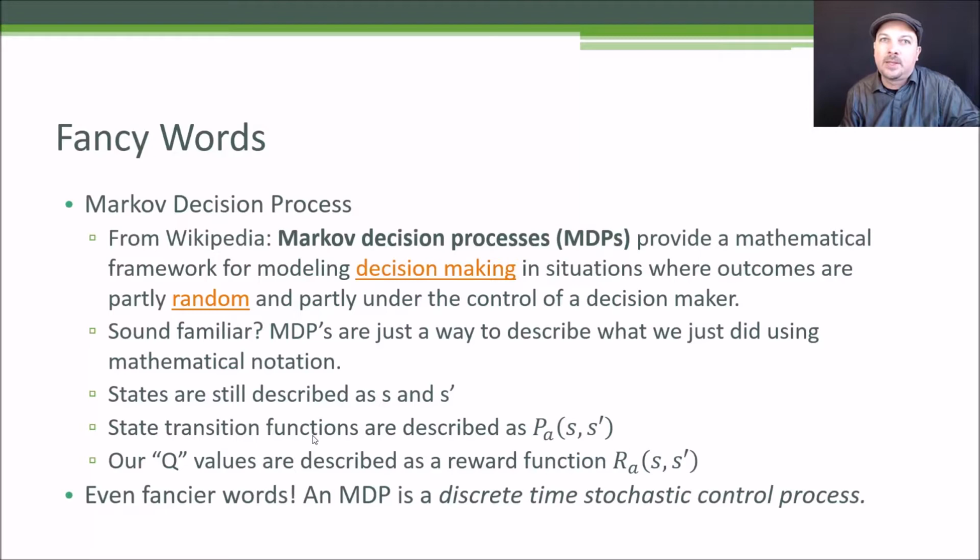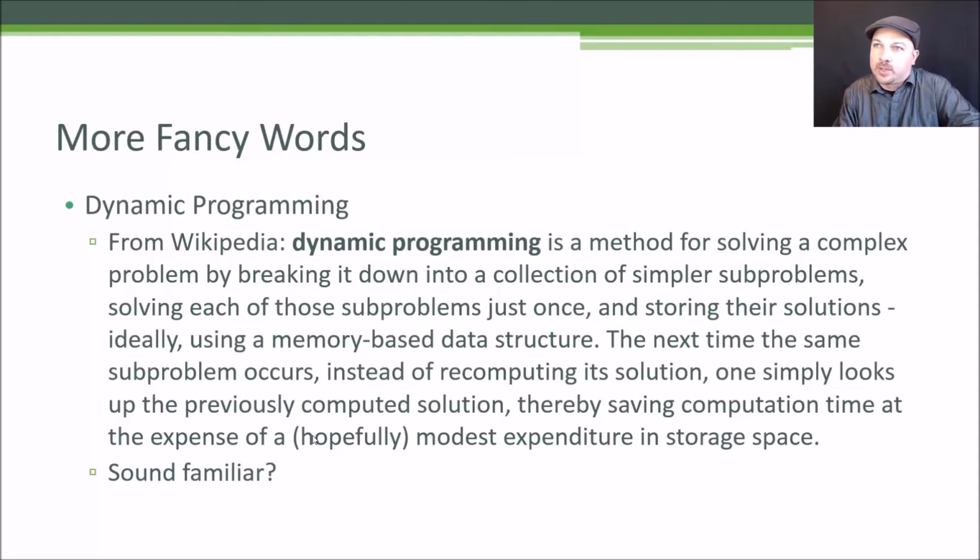So, even more fancy words. Dynamic programming can be used to describe what we just did as well. Wow, that sounds like artificial intelligence, computers programming themselves, Terminator 2, Skynet stuff, but no, it's just what we just did. So if you look up the definition of dynamic programming, it is a method for solving a complex problem, like creating an intelligent Pac-Man, that's a pretty complicated end result, by breaking it down into a collection of simpler subproblems. So, for example, what is the optimal action to take for a given state that Pac-Man might be in?